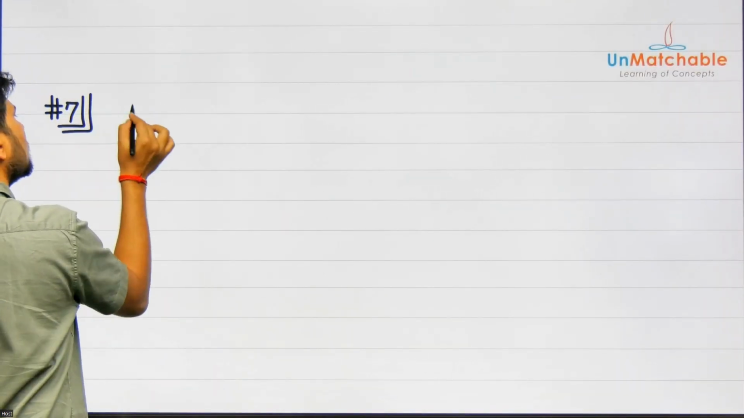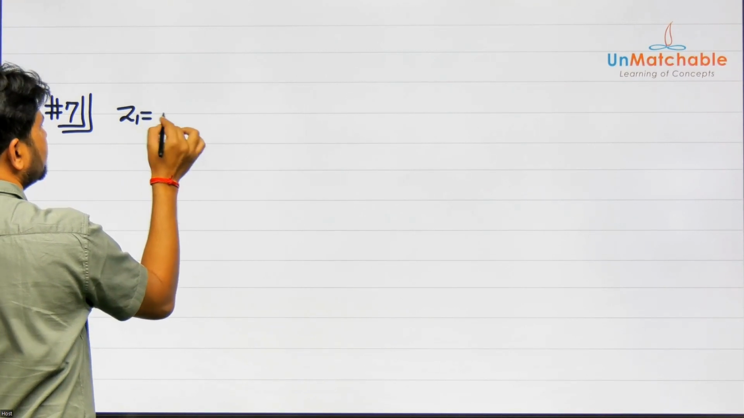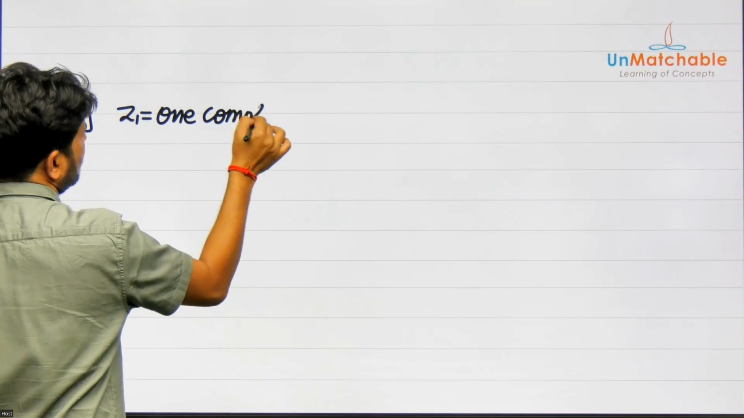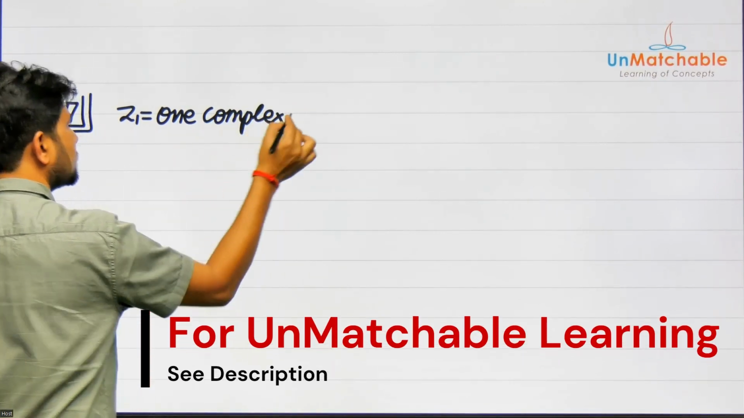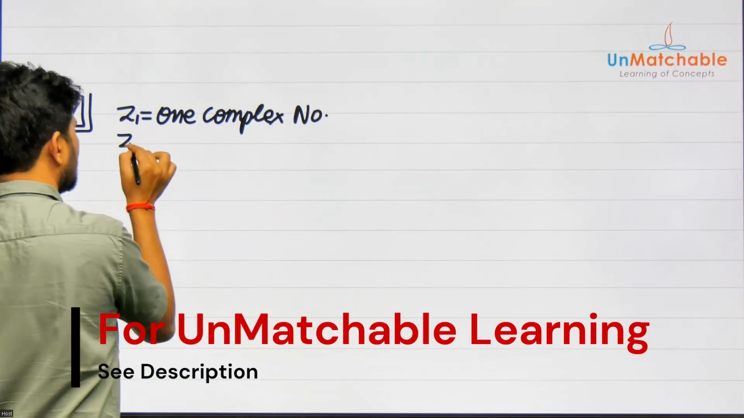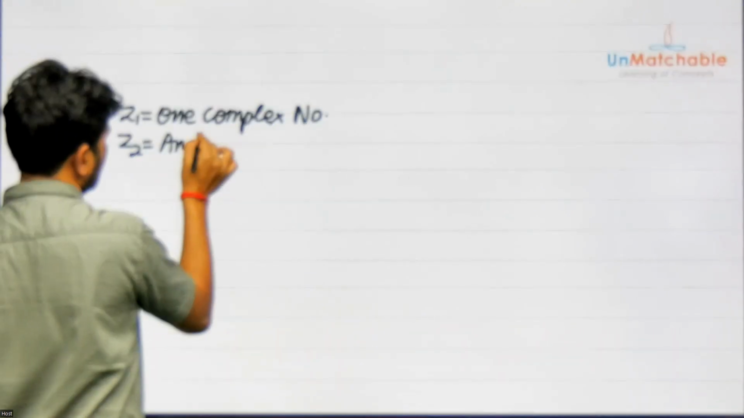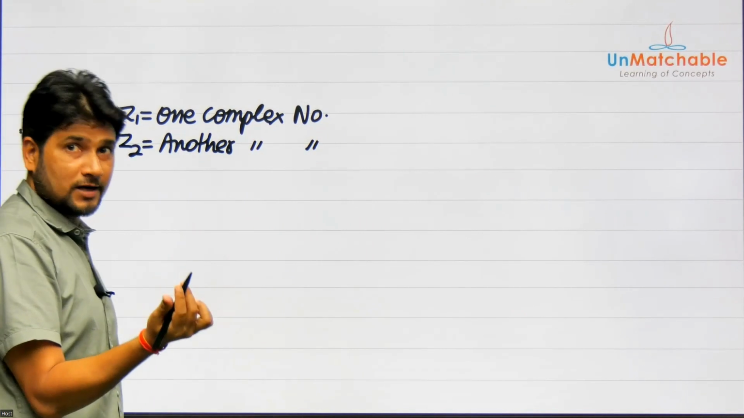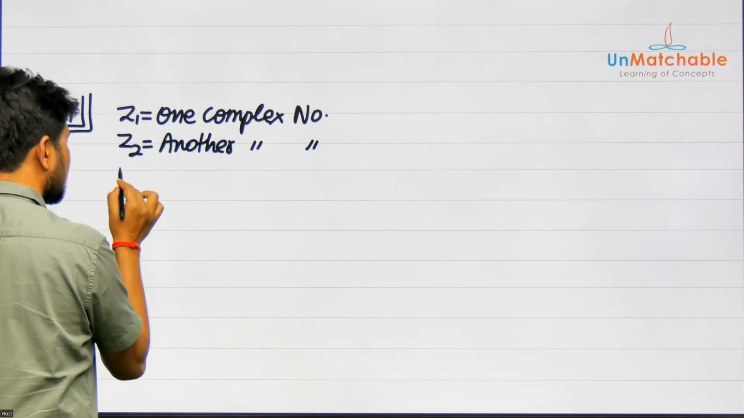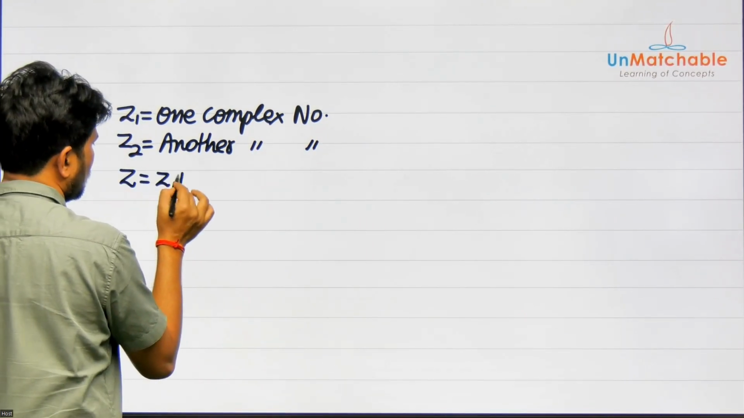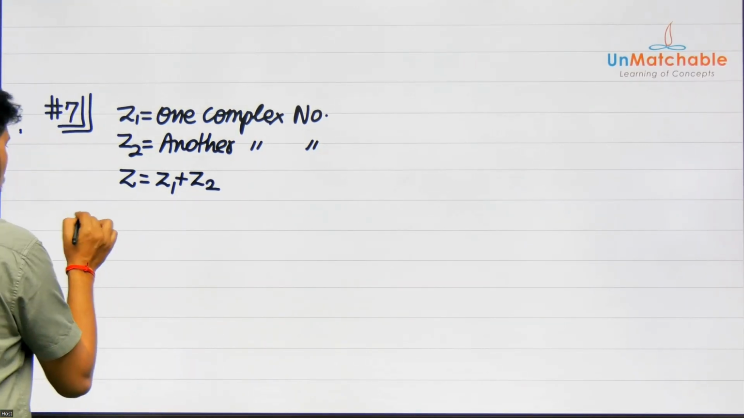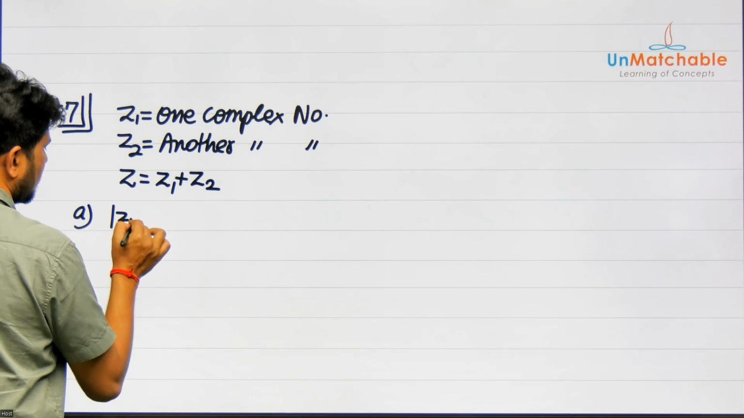For example, suppose there is z1 one complex number, and then there is z2 another complex number, and let's say z is a third complex number which is defined as z1 plus z2. Then you need to answer that इनमें से क्या सही होगा.